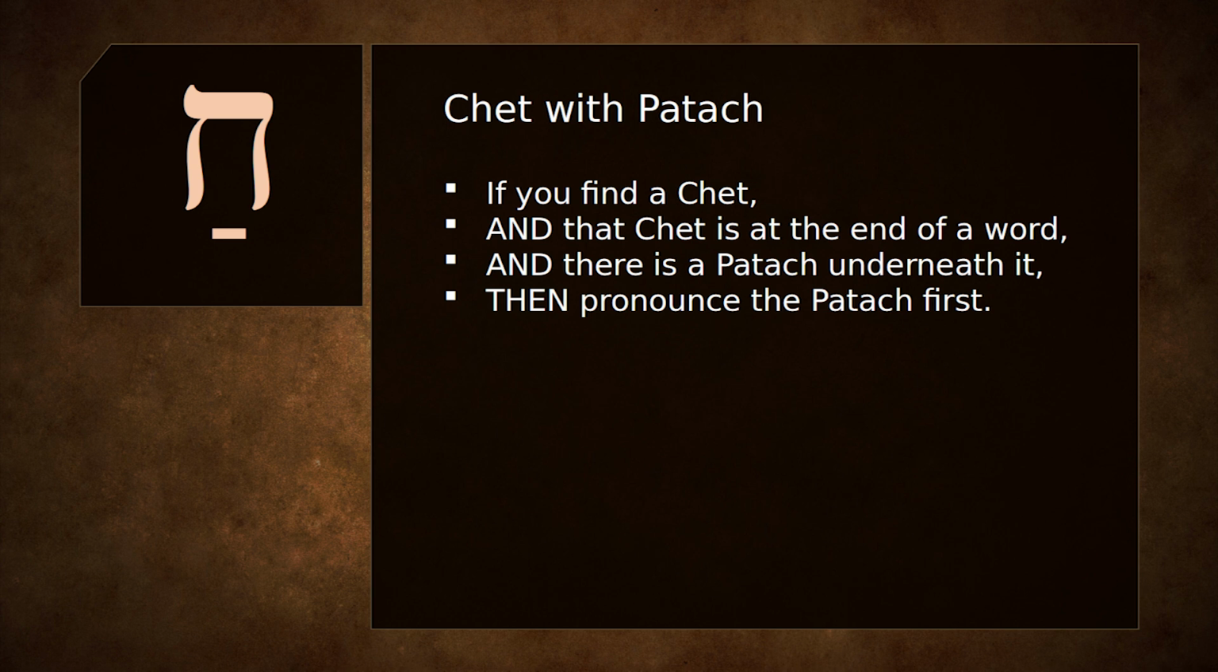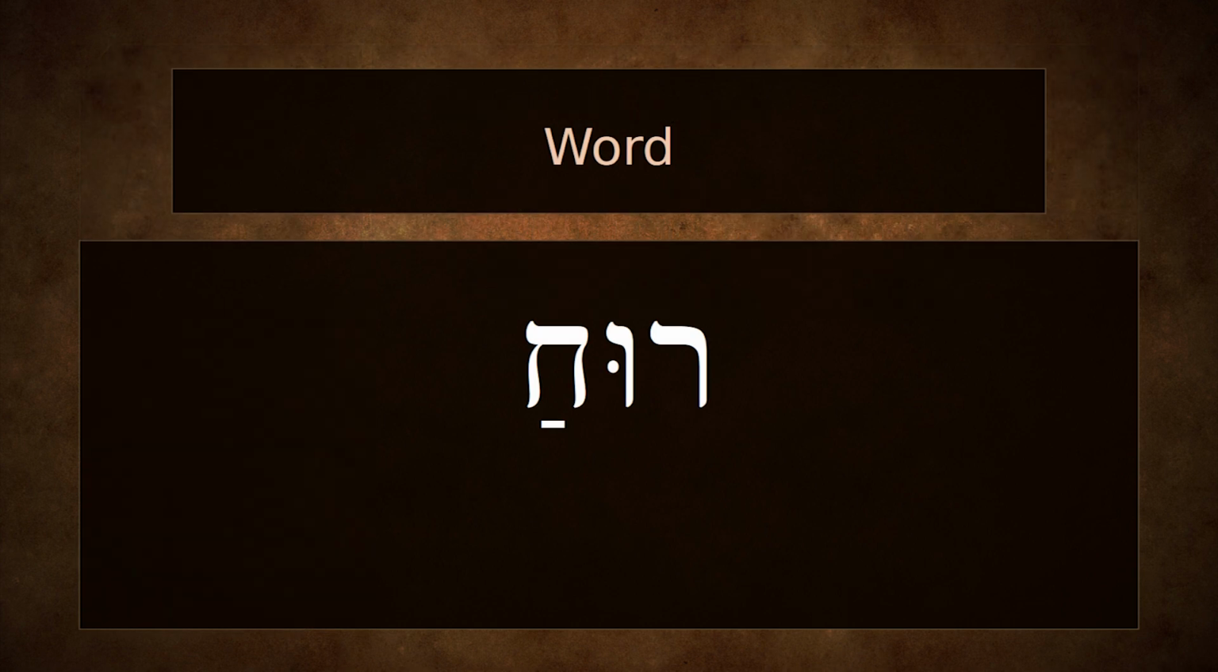So instead of pronouncing this cha, you will pronounce it as ach. This is the one and only time where you will do this. Here is a word that you can use to remember this rule. This word starts with resh. After that is a vav with a shuruk vowel. And then we have a chet with a patach underneath of it at the end.